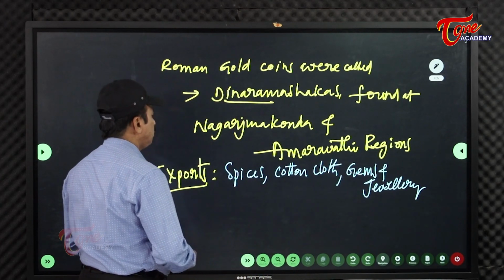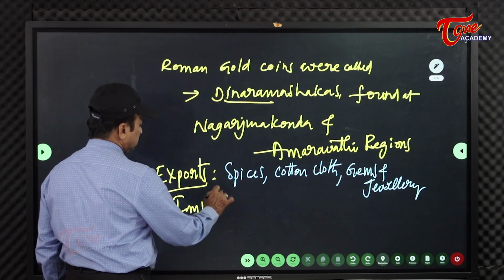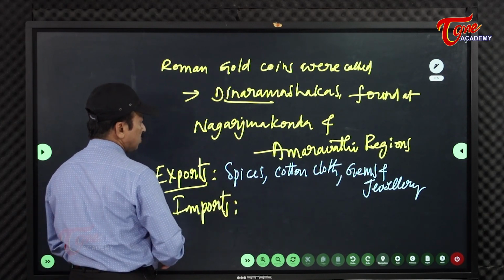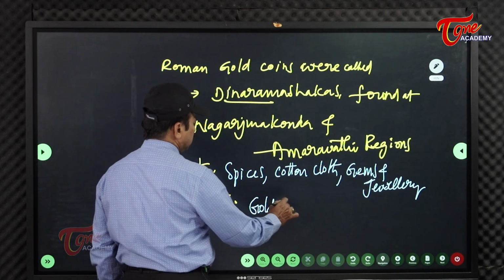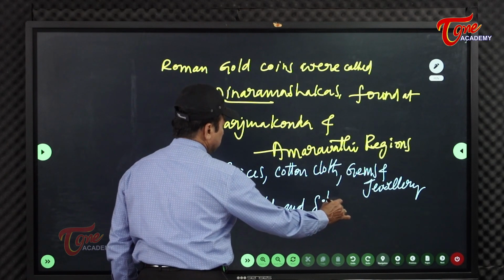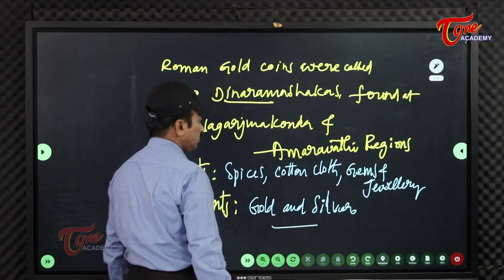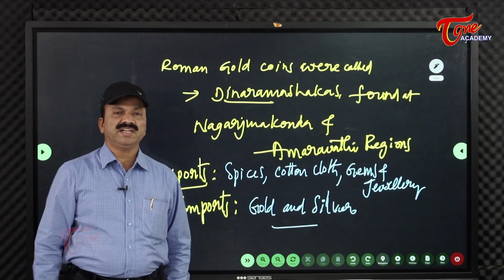Then coming to imports, gold and silver were imported by these people. One is gold and one is silver. Like that, anyhow, the Ikshvakus period went well.